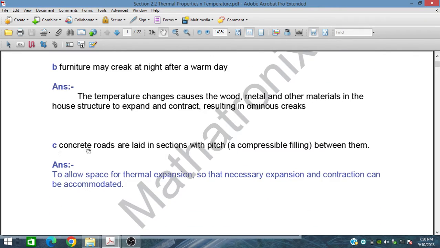Part C, the concrete roads are laid in sections with pitch and compressible filling between them. Why do we lay them in sections? Because we need to allow space for thermal expansion, so that the necessary expansion and contraction can be accommodated. We do this because of this expansion and contraction accommodation within the roads.